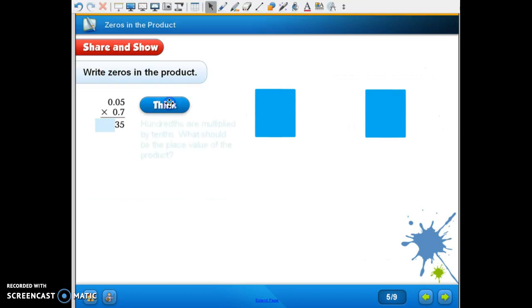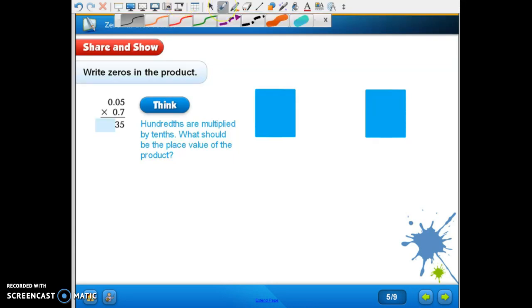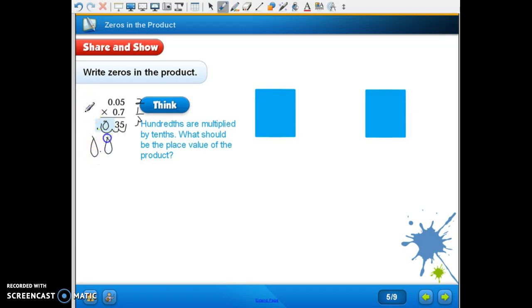Let's write the 0 in the product. Think, hundreds are multiplied by tenths. What should the place value of the product be? Thousands. Okay, so 5 times 7 is 35. Now, we have talked about this, and we can say how many place values are in this top number? 2. How many are in the bottom? 1. Okay, so that equals 3. Do I have enough places? No. 1, 2. So I'm going to have to go over 1, add my 0. Then I'll have a decimal right there. So when I write my answer, it should look like this.